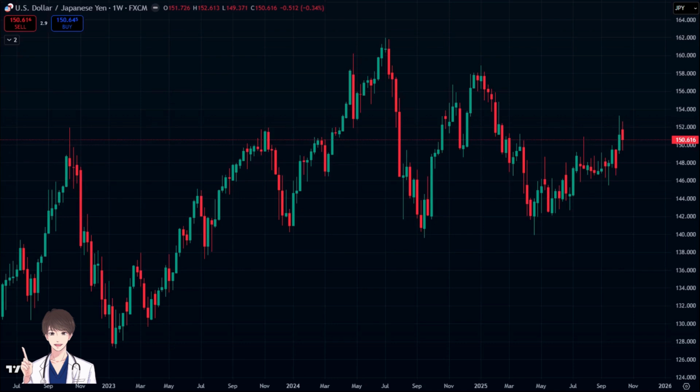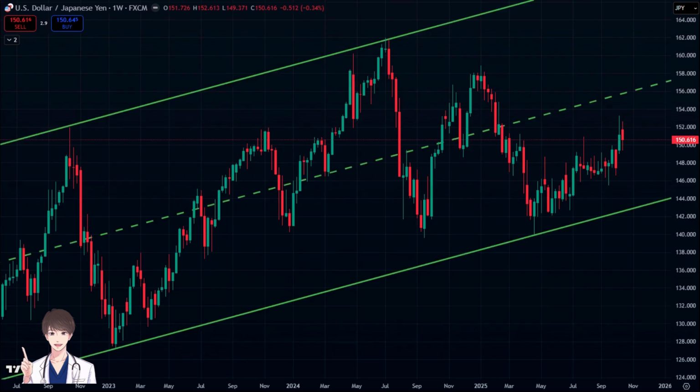Here is the weekly chart of USDJPY. We can draw an ascending trend channel on this time frame. Since July 2024, the highs have been gradually declining. And within this broader uptrend channel, a red downward trend line can also be drawn.